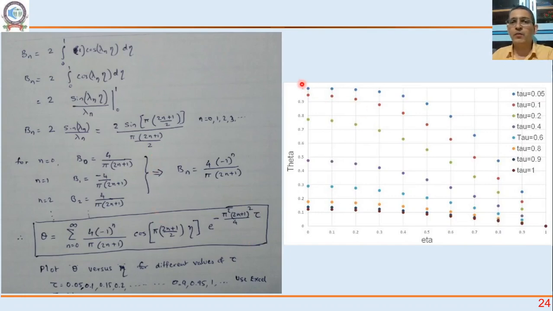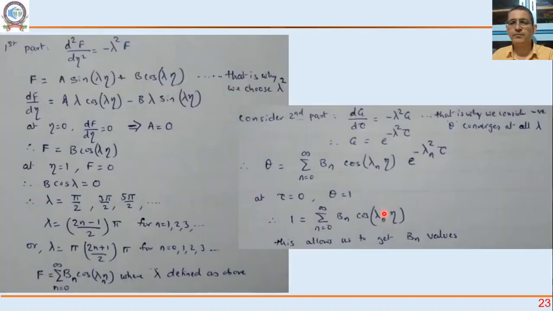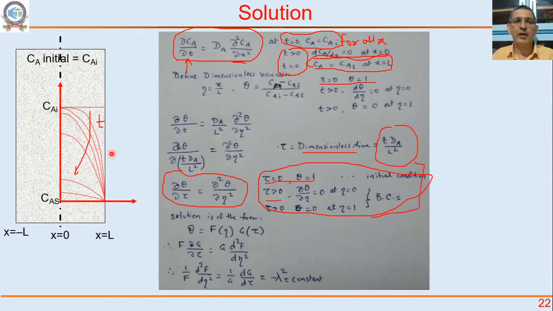Plot. This is how concentration will look with respect to time in terms of theta versus eta. Tau equal to 0.05, tau equal to 0.1, tau equal to 0.2, tau equal to 0.4, tau equal to 0.6, tau equal to 0.8, tau equal to 0.9, tau equal to, sorry, not 0.1, 1. This is how it is going to look.